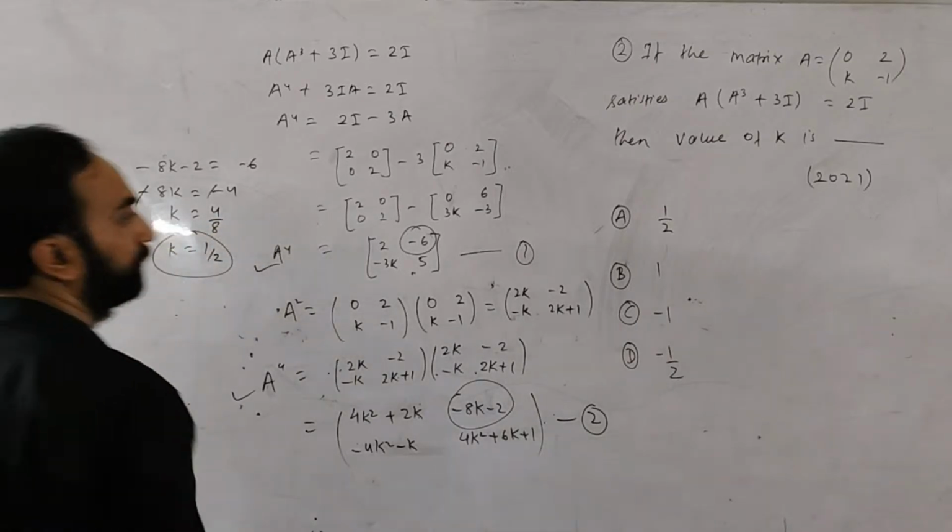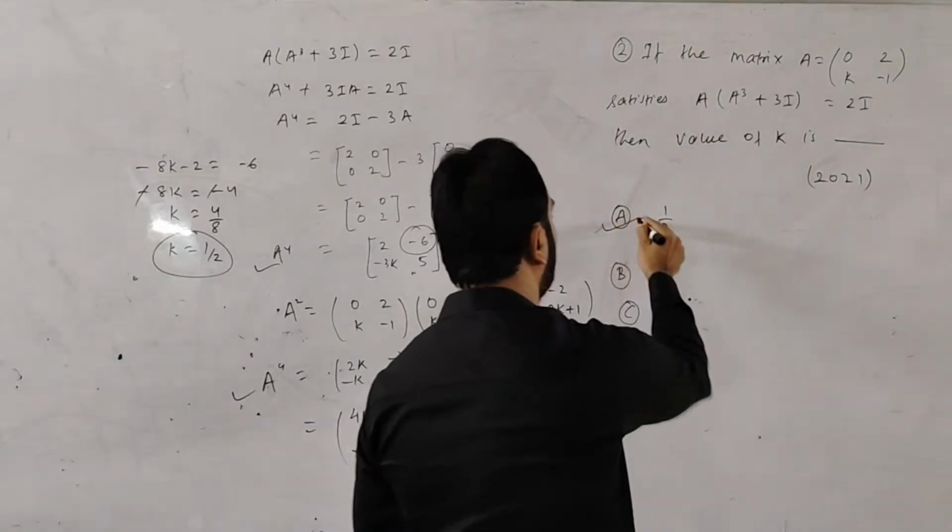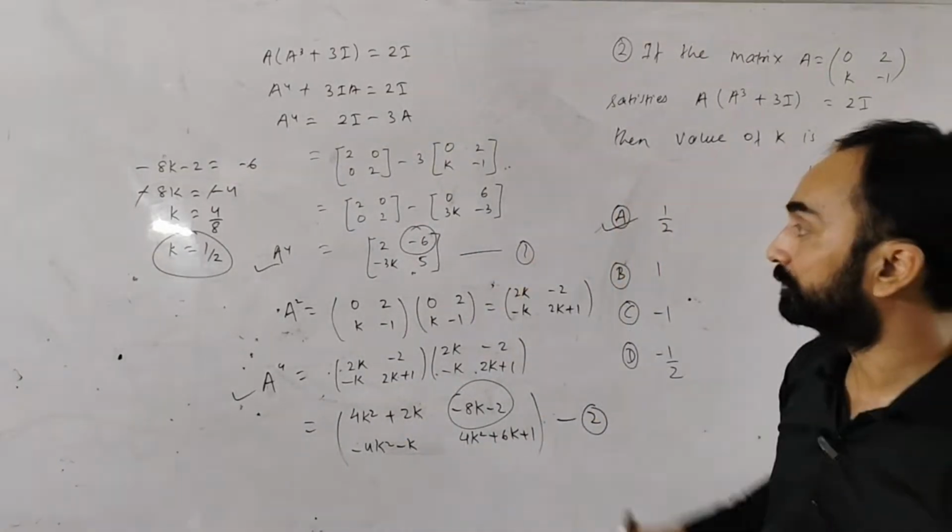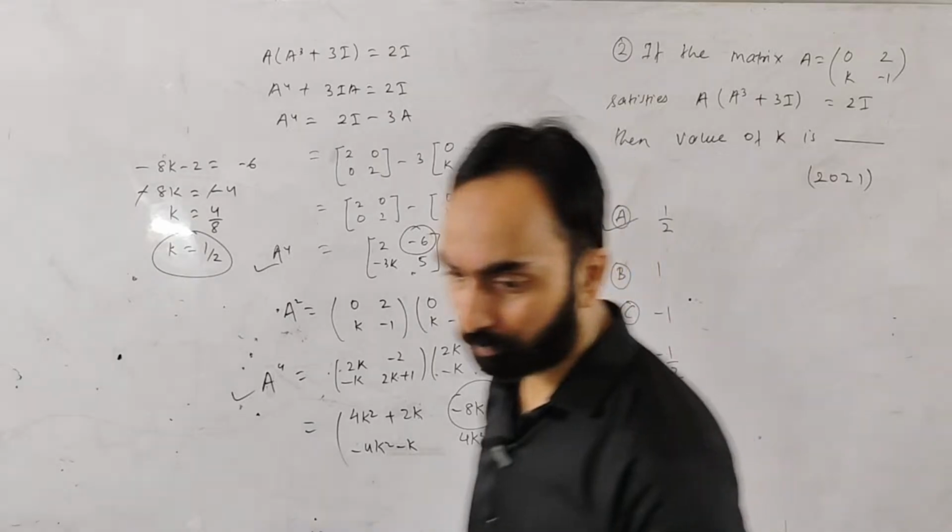See which option is 1 by 2. Option number A is the only 1 by 2, right? So this way we can do. Note it down and then we'll move to the third one.